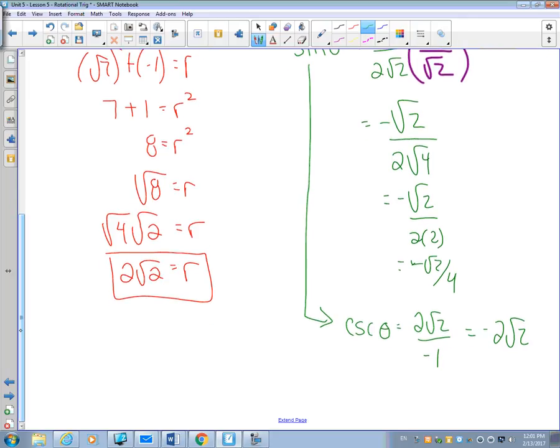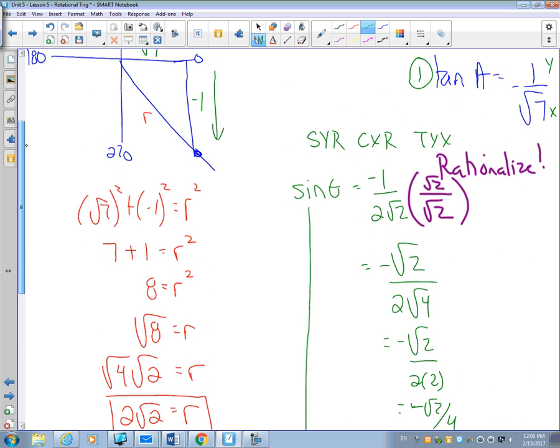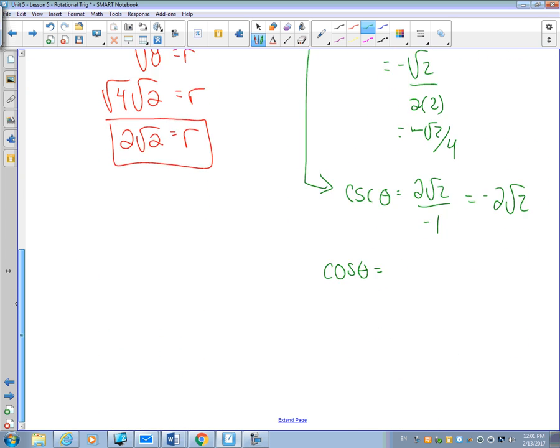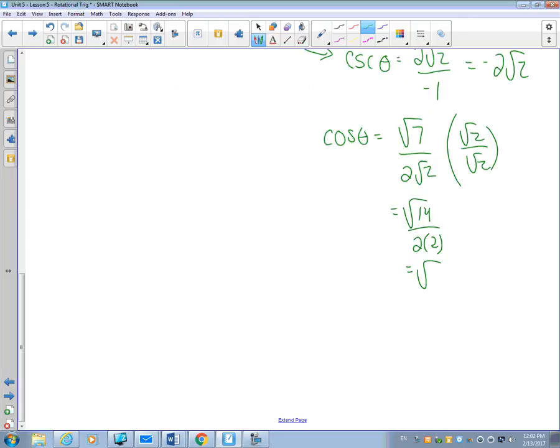We need 2 more. We've got to find cos. So the cos of theta equals x over r. X was root 7 over 2 root 2. Uh-oh, radical on the bottom again. Rationalize that: root 2 over root 2. That's going to give us root 14 over 2 times 2, which we just did a second ago, right? Which is root 14 over 4. And if root 14 broke down, we would try, but unfortunately there are no perfect roots that go into it.